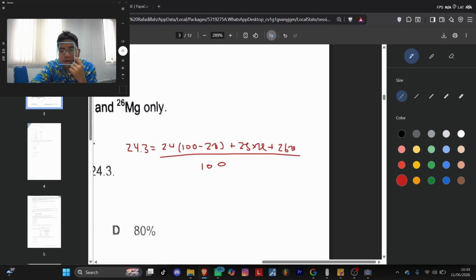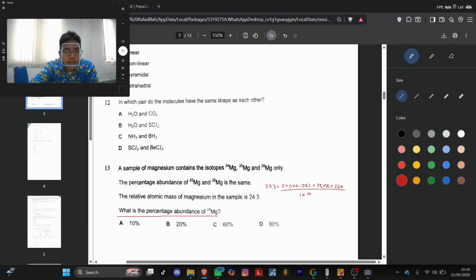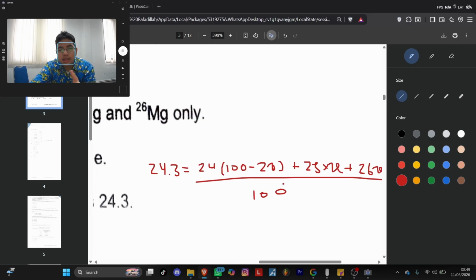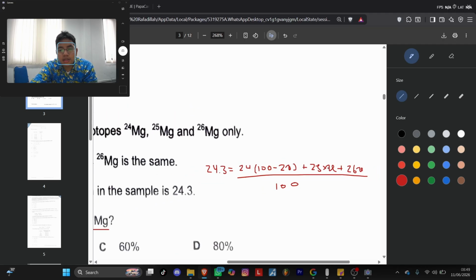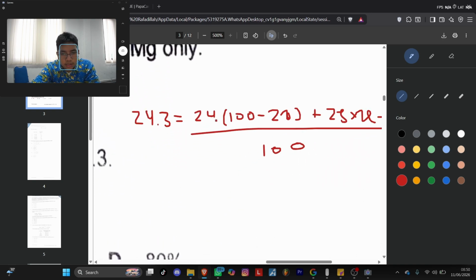Why are 25 and 26 both x? Because we know the percentage abundance of 25 and 26 is the same. So the remainder is 24 times (100 minus 2x), because the x is the same for 25 and 26, so we need to find the 24. Okay, and then we just do it like this.